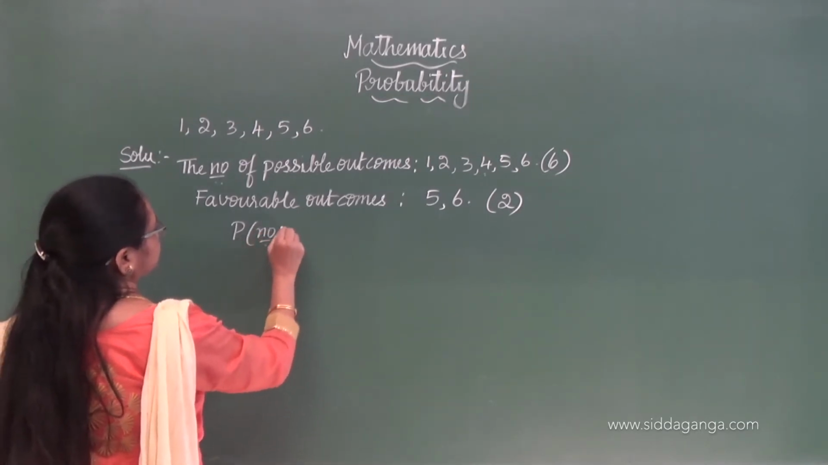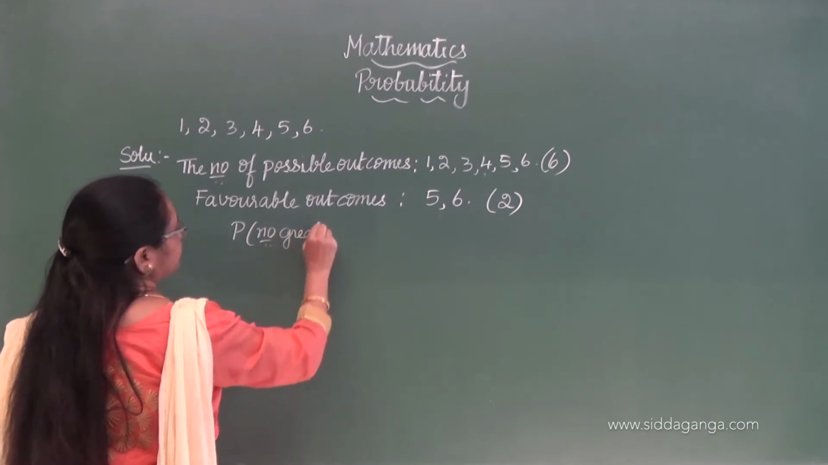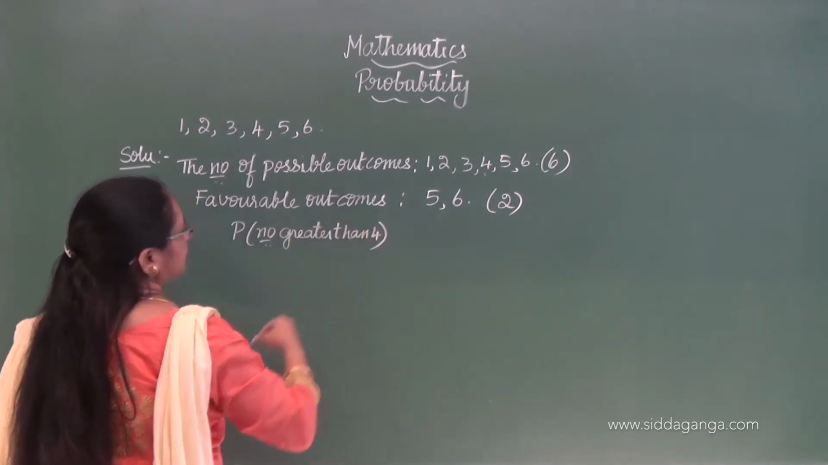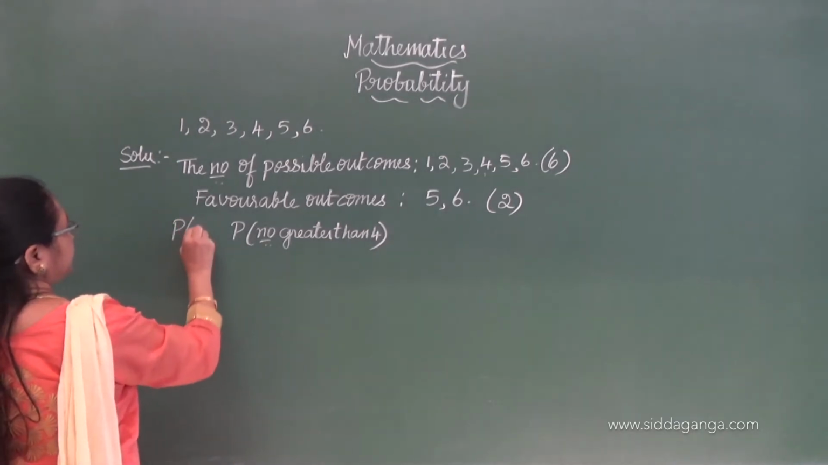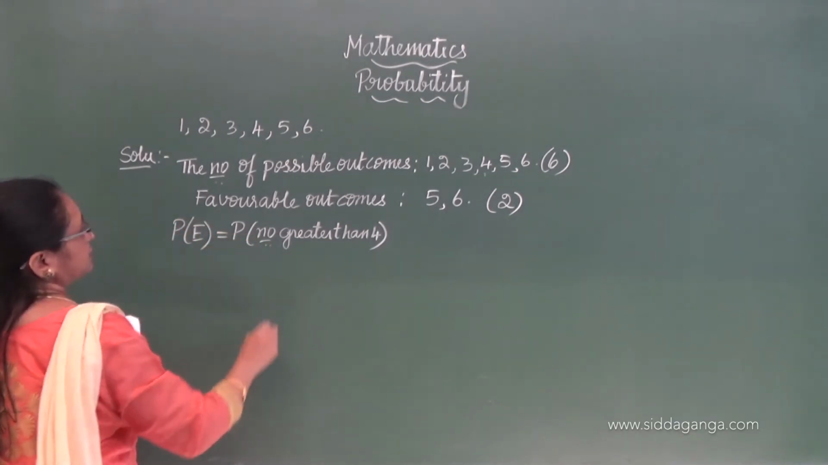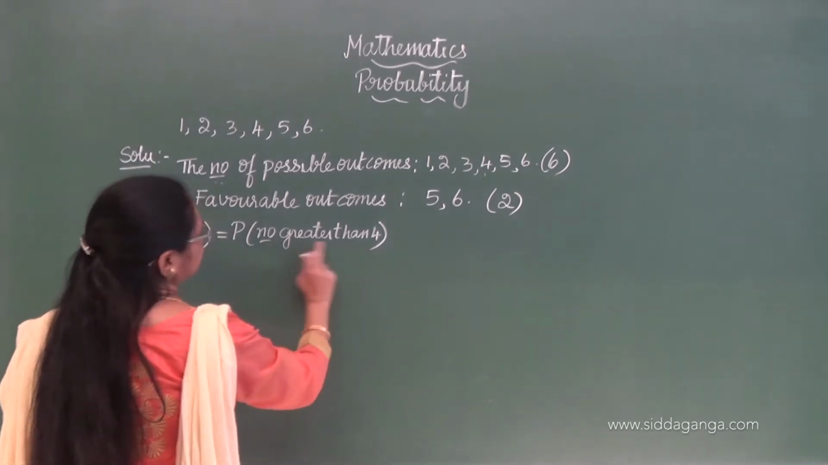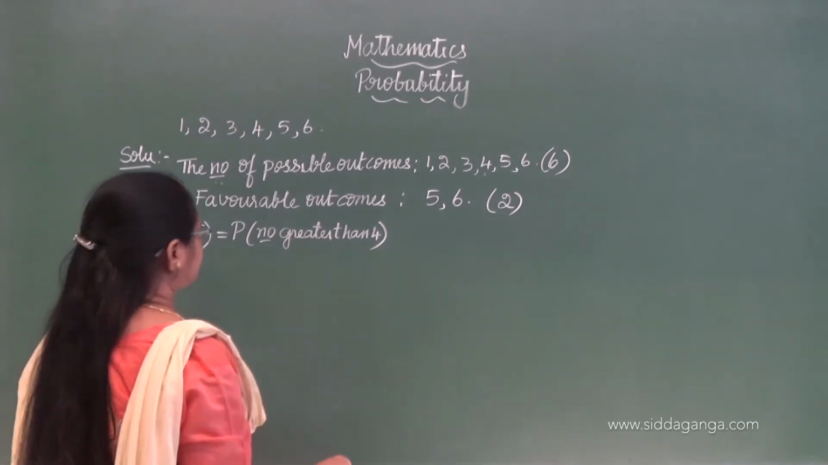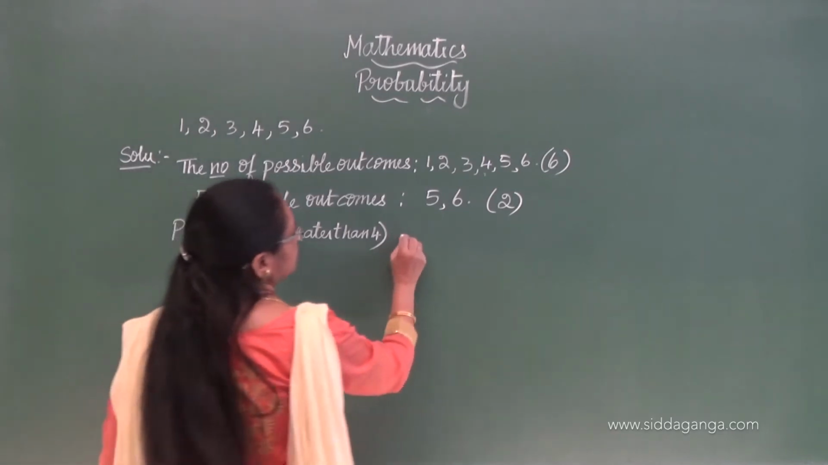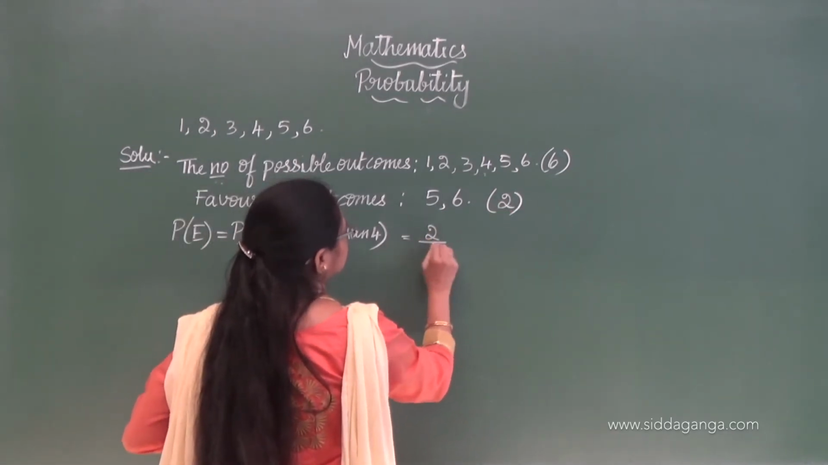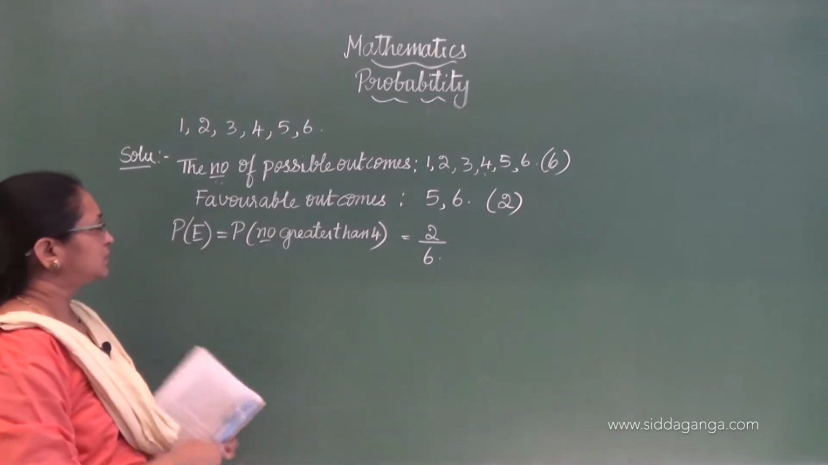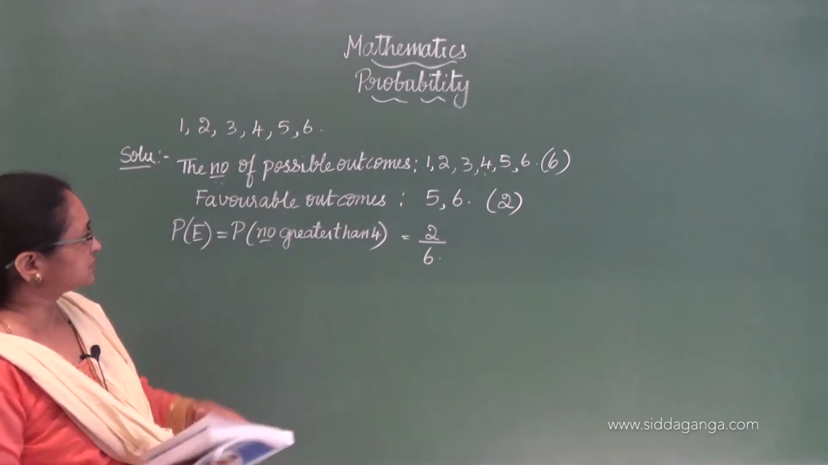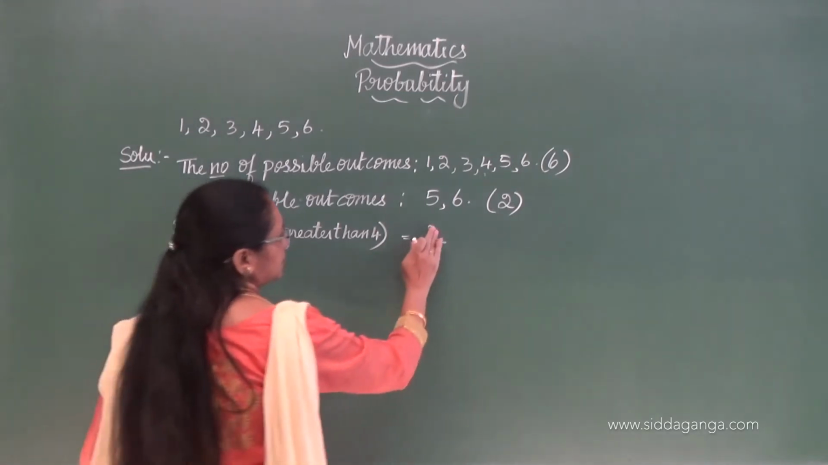Therefore, probability of an event, you can write like this: number greater than 4, or simply P of E is also okay, but if you give it specifically it will be good. Number greater than 4. So here, I told you, this is 2 by 6 probability. You all know the formula. Write the formula for each and every step, better write the formula.